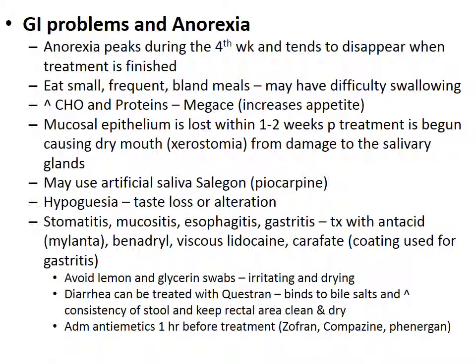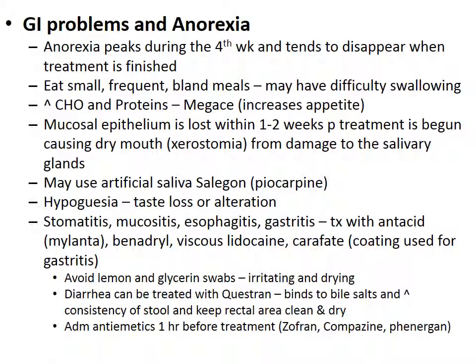GI problems and anorexia. Anorexia peaks during the 4th week of treatment and tends to disappear when treatment is finished. The patient needs to be reminded to eat small, frequent, bland meals because they may have difficulty swallowing, and to increase their carbohydrates and proteins. Oftentimes, Megace will be prescribed, as this increases appetite in patients who've undergone radiation.